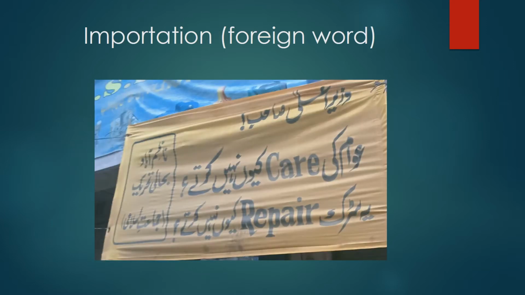Now we move on to the examples of linguistic borrowing observable in the linguistic landscape of main roads of Karachi. In the picture, we can see a banner in Urdu, but the words care and repair, which are commonly used in Urdu, are spelled as they are spelled in English. It is thus an example of importation of foreign words.